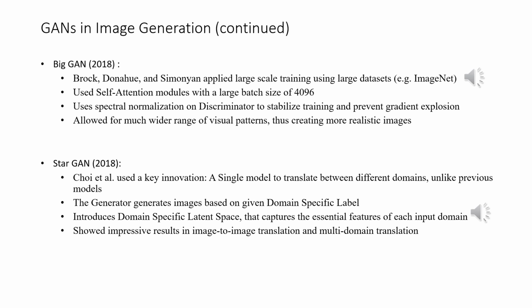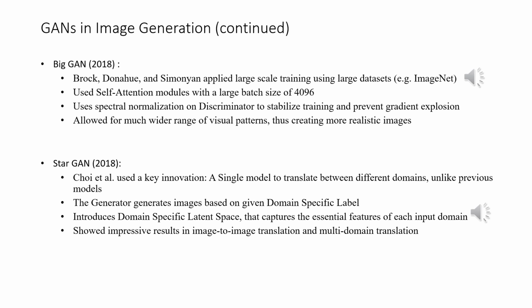The BigGAN was introduced in 2018 by Brock, Donahue, and Simonyan, and this model was applied at a large scale of training using large datasets, such as ImageNet. This model used self-attention modules with a large batch size of 4,096. This uses spectral normalization on the discriminator to stabilize training and to prevent gradient explosion. This allowed for a much wider range of visual patterns and thus created more realistic images.